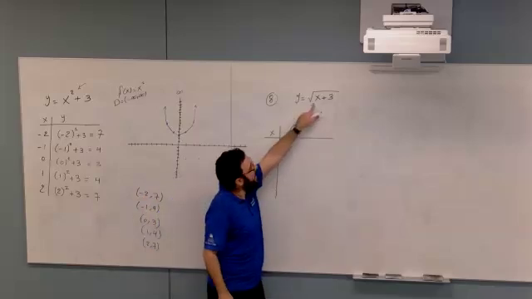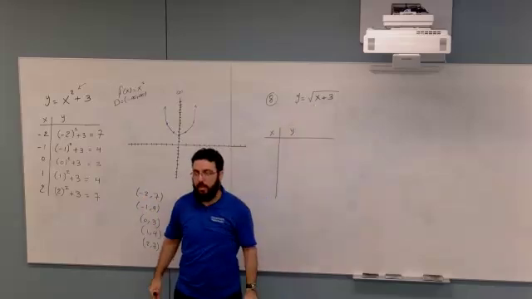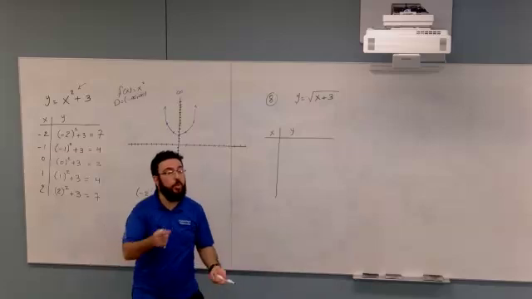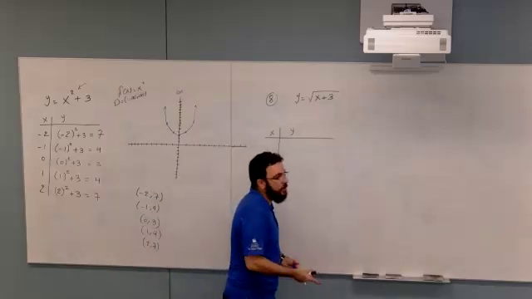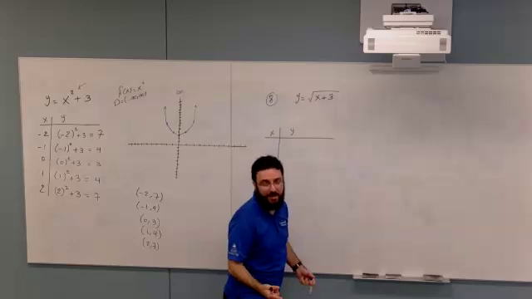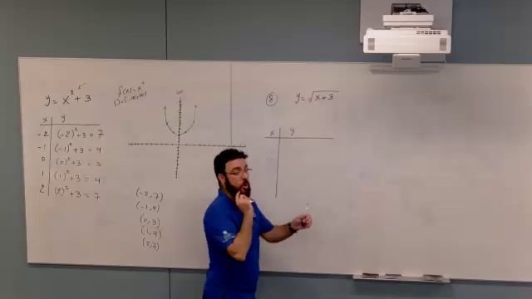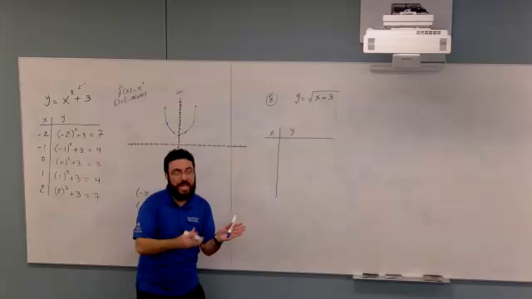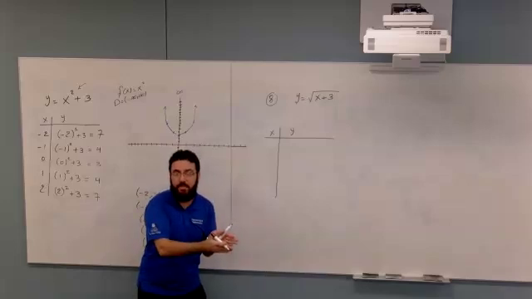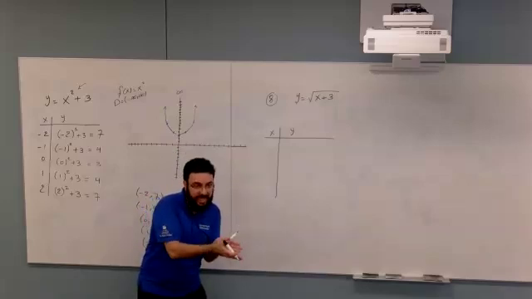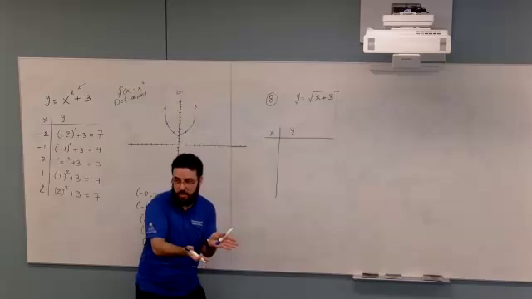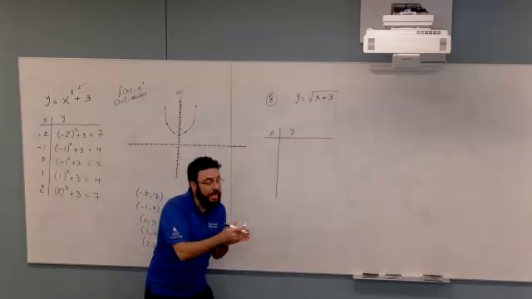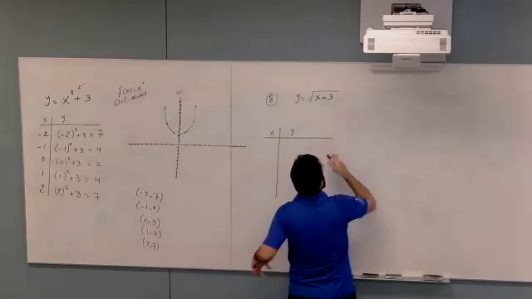What about -4? -4 plus 3 is -1. Square root of -1, which means what? Imaginary number. So I can't graph it. So which number can I start from? No, -3. -3 plus 3 is going to be 0. So I can start from there, that means my domain.